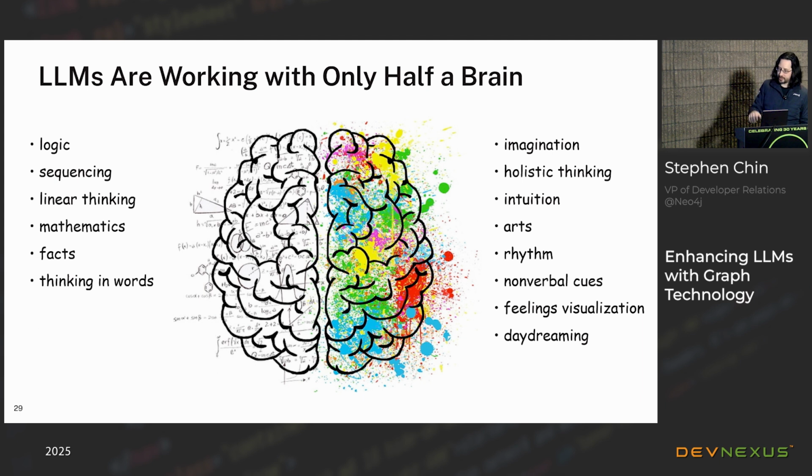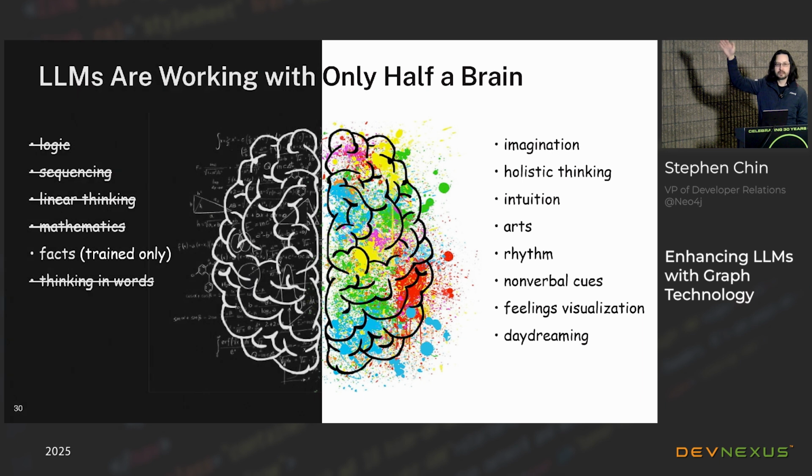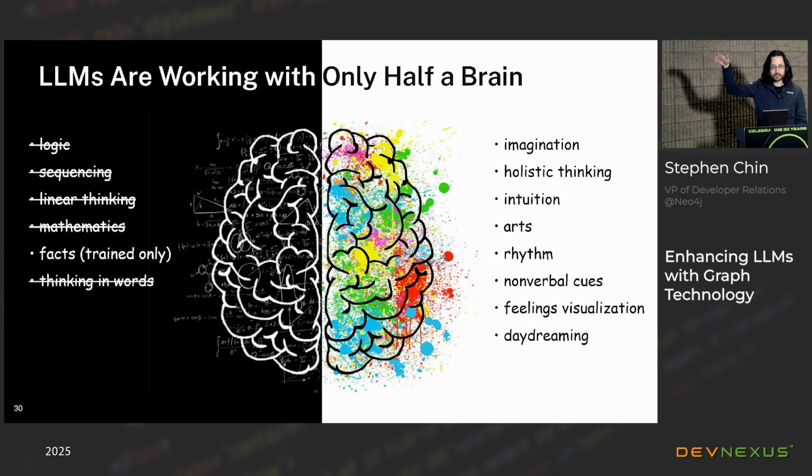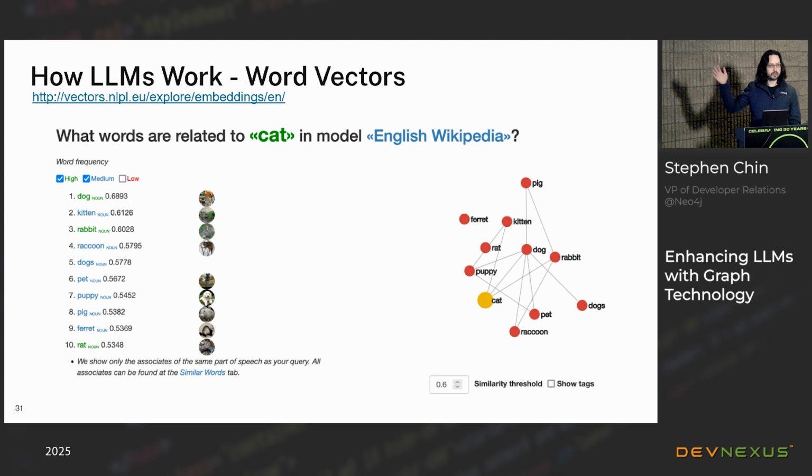Now LLMs are really, really good at things on the right side, like imagination, holistic thinking, intuition, these sort of artsy things. They are not as good at the objective things like mathematics and logic. They think in words, but not really words. They think in word vectors. They only know the facts they're trained on. We augment them with RAG systems, or I'm going to talk a bit about graph RAG as another way of doing this. And to understand why this is the case, it helps to understand a little bit about how the models think in terms of word vectors, not in terms of words.